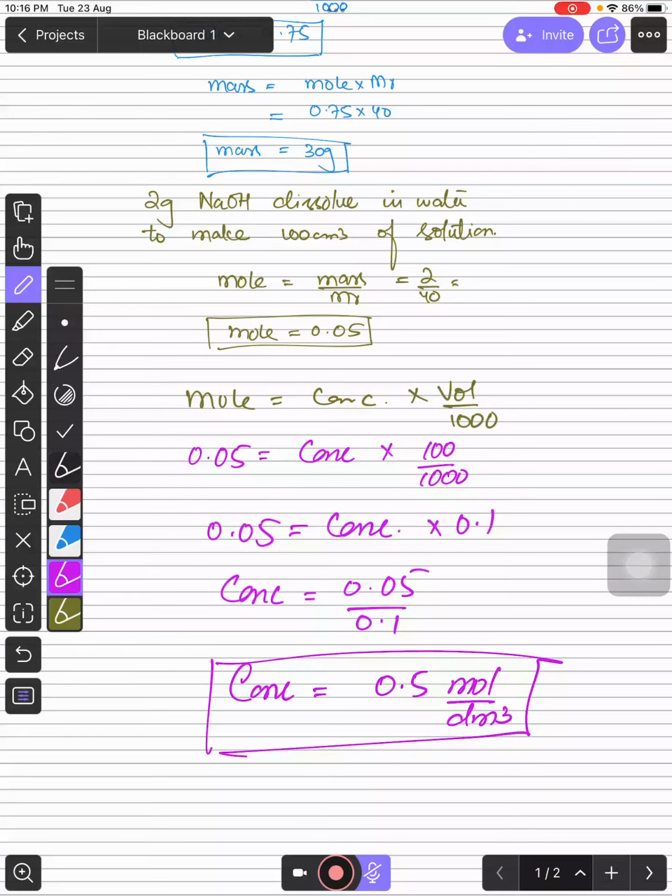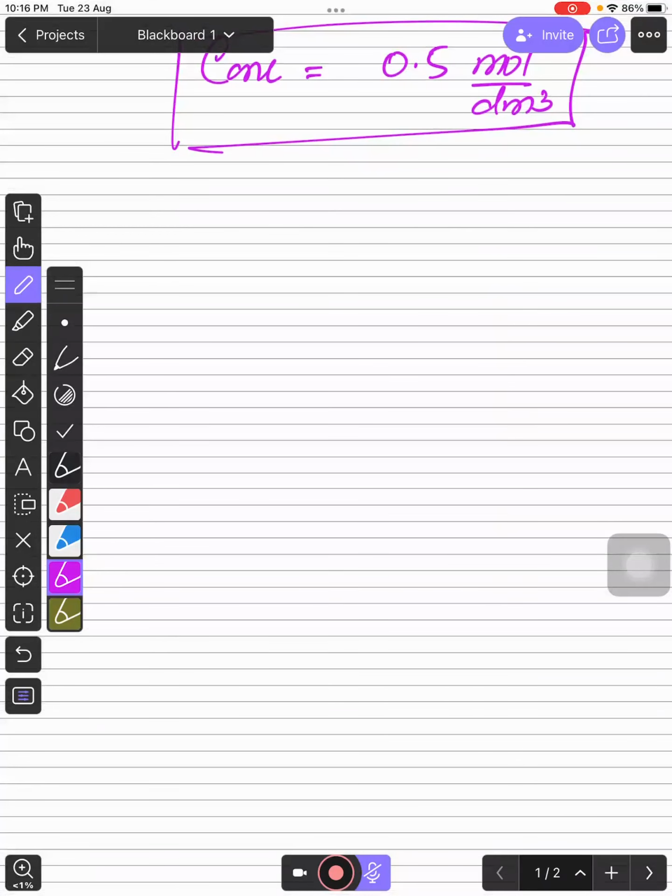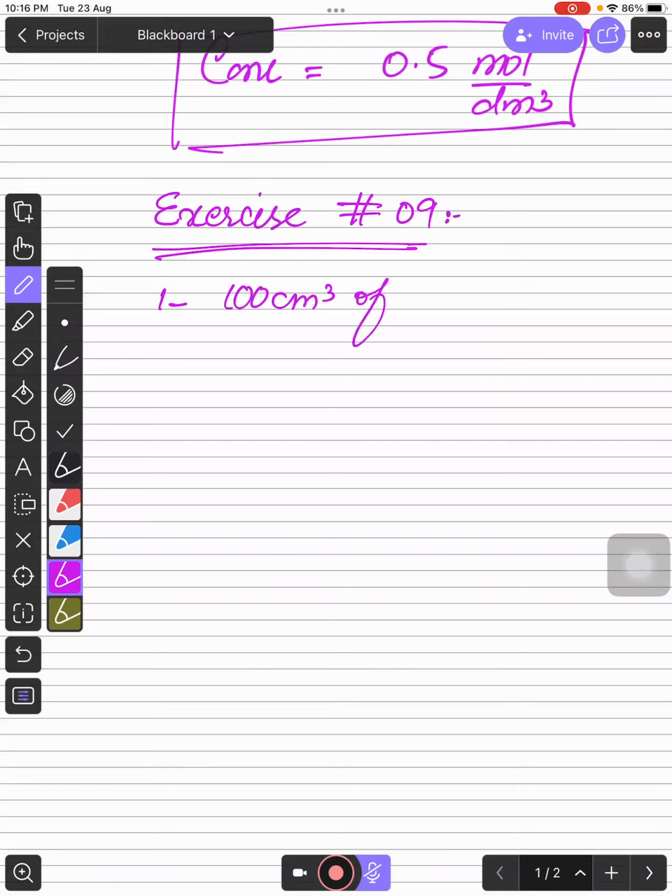Yes, sir. चलें. Now I am giving you the exercise number 9, और इसमें मैं आपको दे रहा हूँ कुछ concentration and volumes. तो जरा जल्दी से मुझे number of moles calculate करके दिखाइए, जल्दी से. For example, if you have 100 centimeter cube of 0.05 mole per decimeter cube sodium carbonate solution, right? It is solution. इसमें moles निकालेंगे और फिर mass भी निकालेंगे.